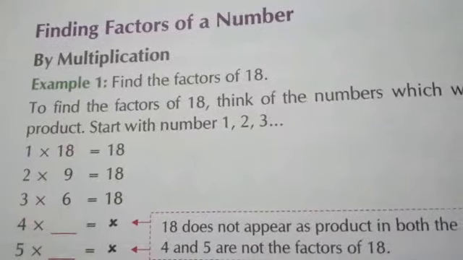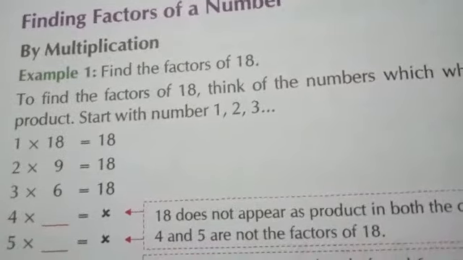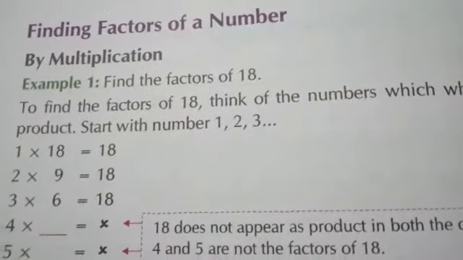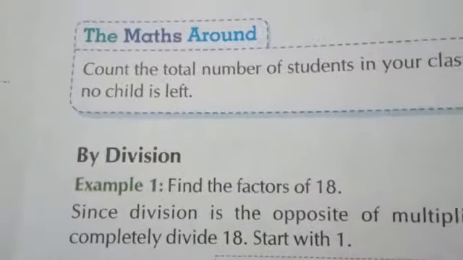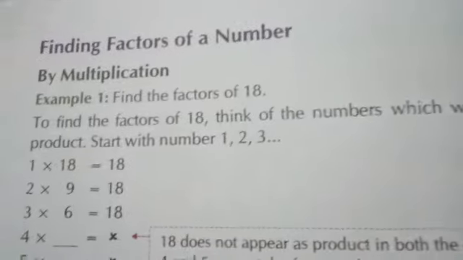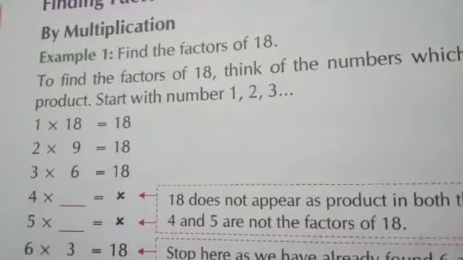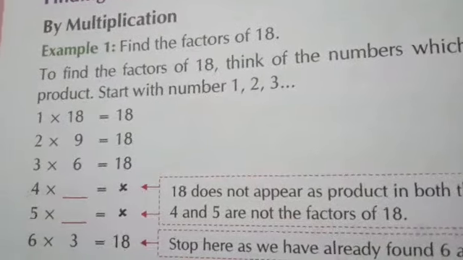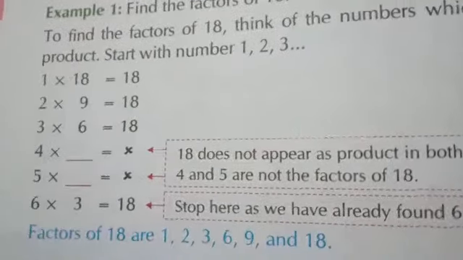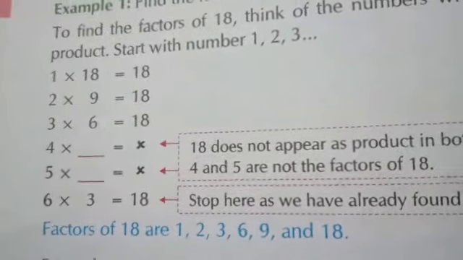Now coming to factor. Factor means the number which can be divisible by the other numbers, and it can be done by two methods, either by multiplication or by division. The first one we are doing by multiplication. Find the factor of 18. So here you have to find the factor of 18, means 18 comes in which tables. By multiplication way we have to do in this way.